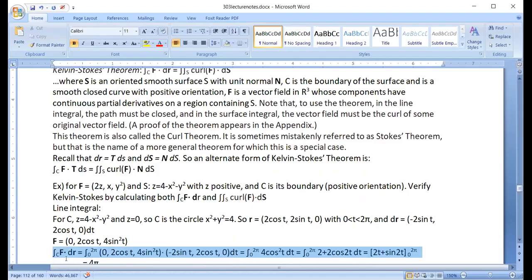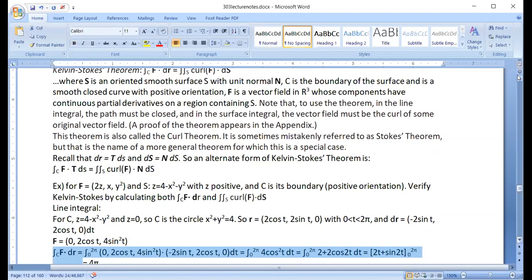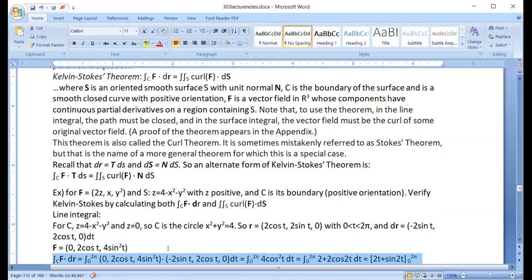So your basic line integral, the integral around the curve of F dot dr. We know F, so we plug it in. We know dr, plug that in, and we know the bounds, t goes from 0 to 2 pi. And so now you've got an integral that you can actually just directly calculate. So we take the dot product, and just get the integral of 4 cos squared t dt.